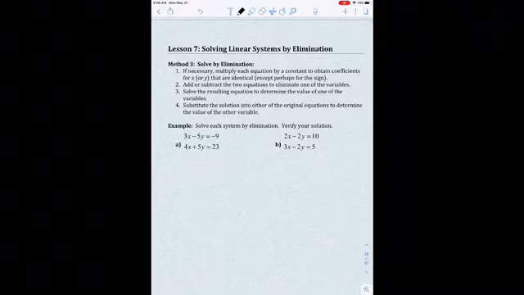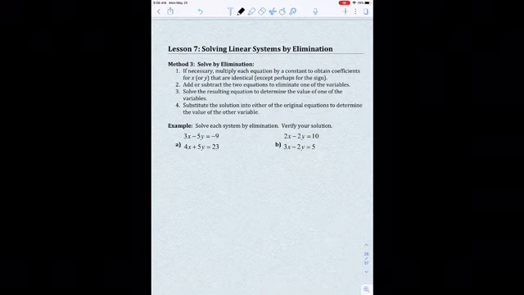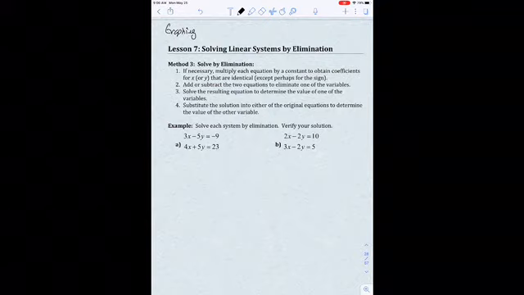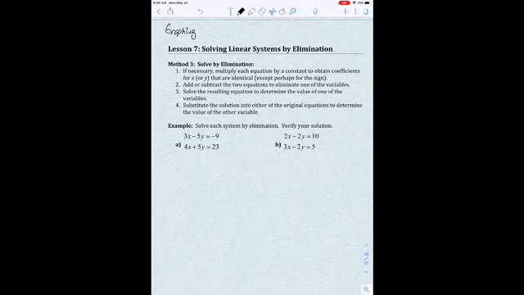Okay, so this week we want to look at lesson 7, solving linear systems by elimination. This is the third method that we can solve systems. So the first one we had looked at was graphing, and of course we did that graphing by hand this semester. We'll look at the graphing calculator next year. And we've also looked at substitution.